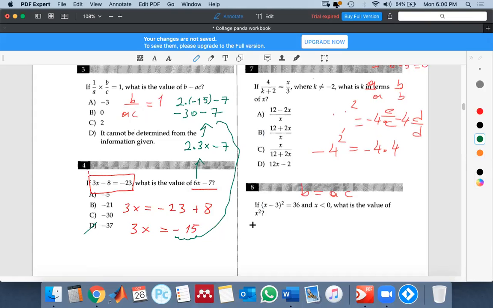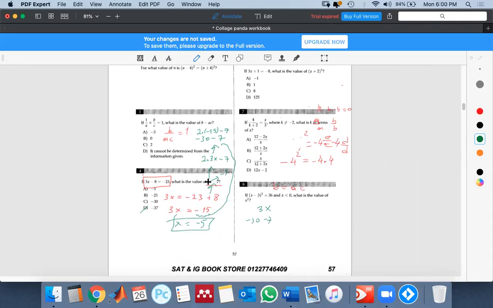Is it okay? I mean, there is no need to calculate x. But you can also calculate it. 3x is negative 15, so x is negative 5. Put in negative 5: 6 times negative 5 is negative 30, minus 7. Maybe this is easier. I mean, calculate x and put it in. It depends on you which one is easier for you.